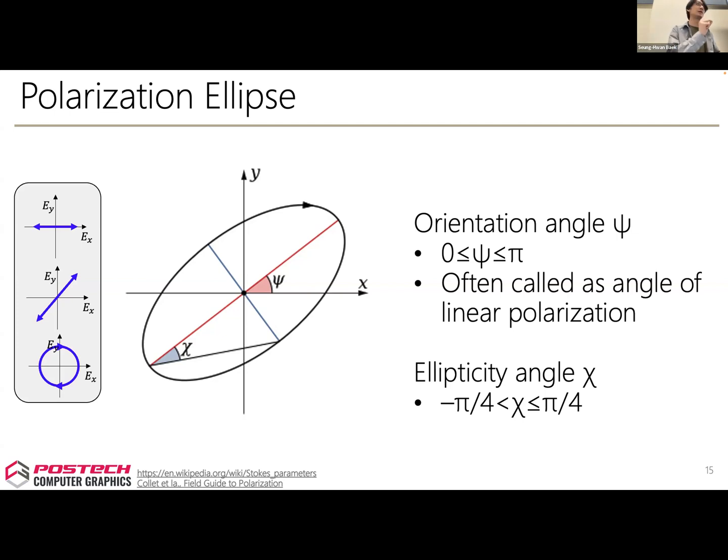By adjusting the values of the orientation angle and ellipticity angle within some bounds, you can describe whether the light is linearly polarized, circularly polarized, or elliptically polarized. The orientation angle is often called the angle of linear polarization, or angle of polarization, in the computer vision community and other fields as well. For linearly polarized light, the ellipticity angle is 0, which makes the trace a straight line. If the ellipticity angle is 45 degrees, it becomes circularly polarized light. Depending on the sign of the ellipticity angle, the circularly polarized light could be right-handed or left-handed. So that is the polarization ellipse.